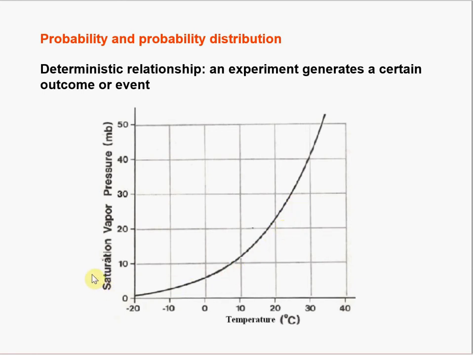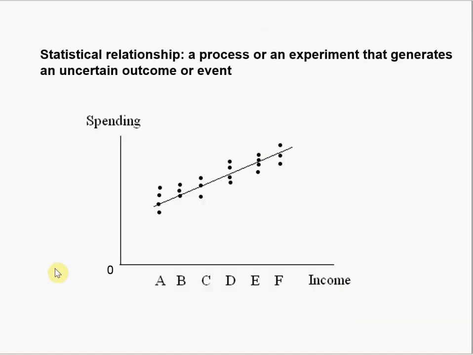Okay, so this is called the deterministic relationship. You have this one-on-one relationship between temperature and the pressure. Now, another kind of relationship is called statistical relationship. For this kind of relationship, the response of one variable to another variable is not unique, is not certain, but uncertain.